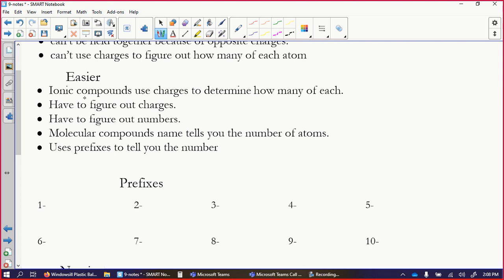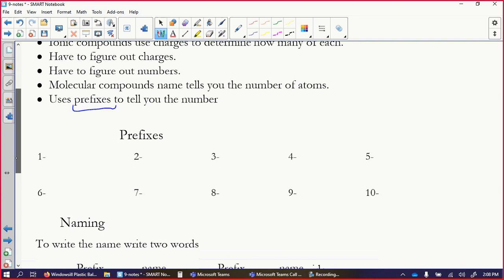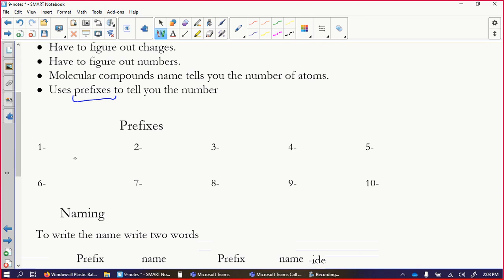So in ionic compounds, you have to use charges. In molecular compounds, the name tells you the number, and you use those prefixes in the name to tell you the number of elements. So the first thing we need to do is know the prefixes. Mono is 1. Di is 2. Carbon monoxide, carbon dioxide.